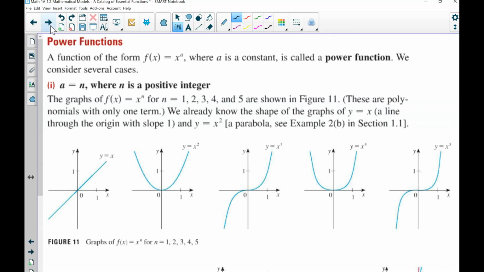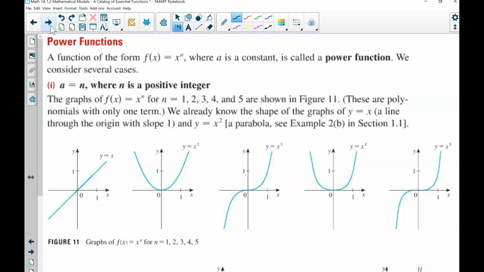Okay, now we also have what we call our power functions. A function of the form f of x equals x to the a, where a is constant, is called a power function. And we're going to consider the following cases. Okay, so the first case is when a is equal to n, and that's when n is a positive integer. So the graphs of the function f of x equals x to the n, for n equal to 1 all the way through 5, are shown in figure 11.